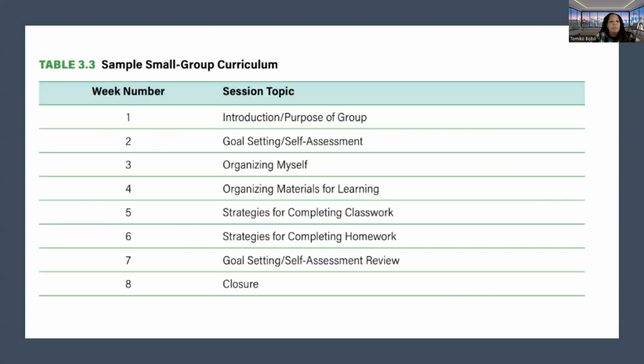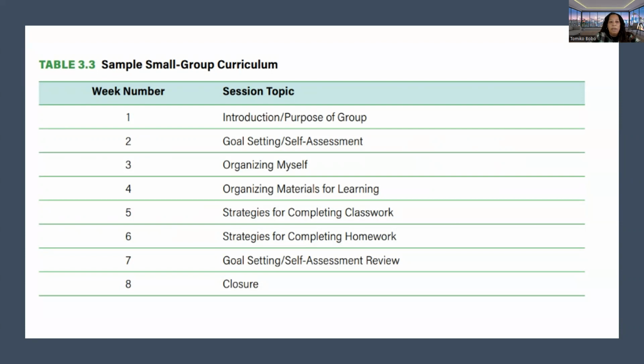Next, these were sample curriculums. This refers to what we'll be doing in our group, as we talked about for our group assignment. And you're going to create 8 lessons. So this is a sample small group curriculum.